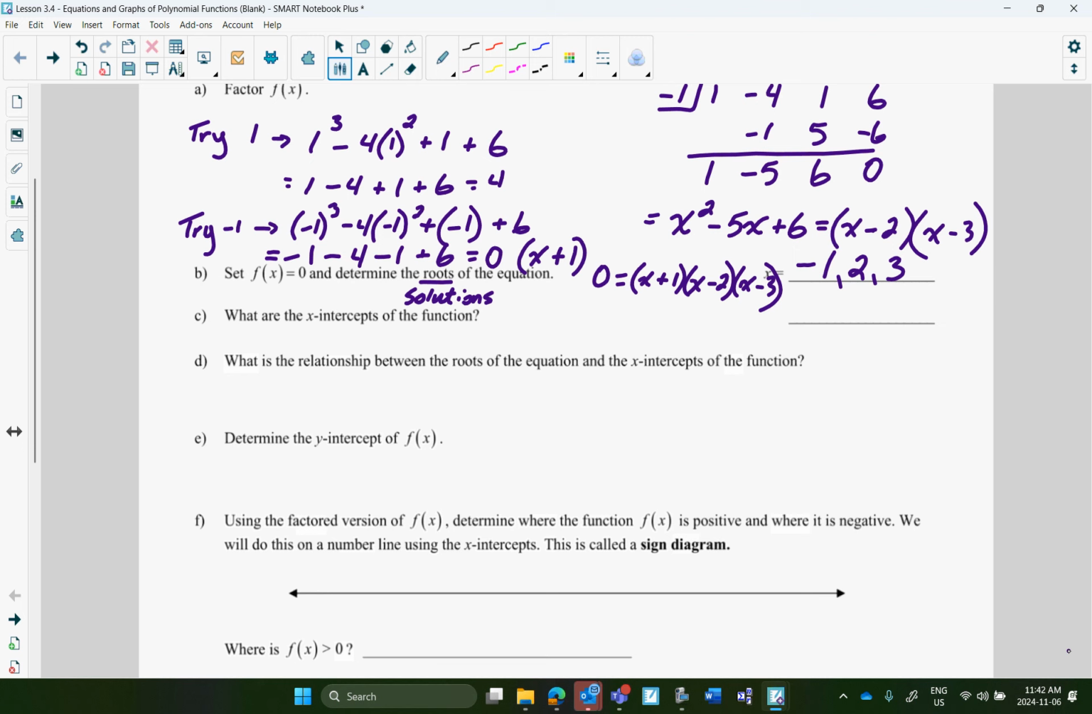What are the x-intercepts? Well, how do we find the x-intercepts of any function? We make y equal to 0, don't we? Well, if we make y equal to 0, and remember f of x and y are the same thing, don't we get the exact same equation again? Yeah. So that means that the x-intercepts are going to be negative 1, 2, and 3. And what's the relationship between the roots and the x-intercepts? They're the same. They mean the same thing.